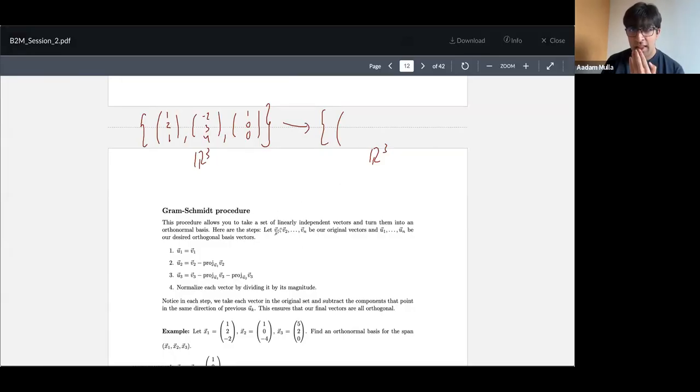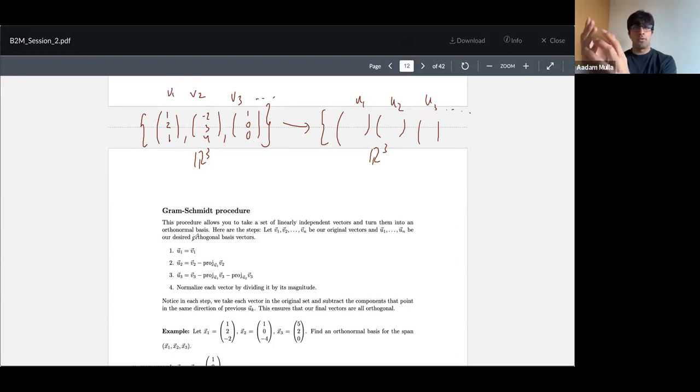Let v1 through vn be the original vectors, so these are our v1, v2, v3. And let u1, u2, u3, etc. be the vectors that we're going to slot in, so our goal is to find those. Again, the goal is to find an orthonormal basis. We're going to split that into two steps. First, we find an orthogonal basis, so we make sure all the vectors are orthogonal to each other. Then we just normalize by dividing by the magnitude. So for now, ignore the normal part. The first thing we say is u1 equals v1.